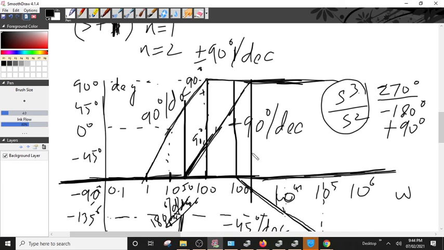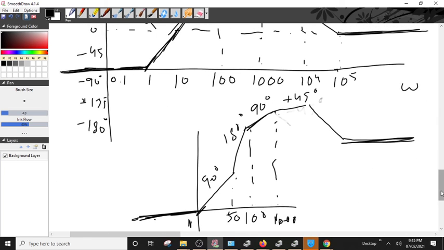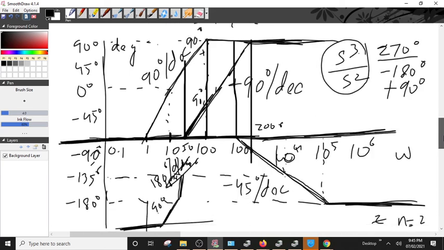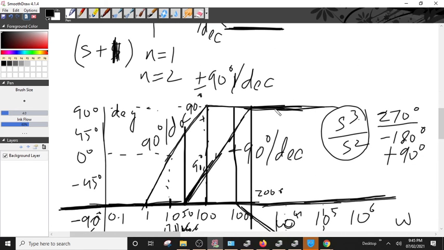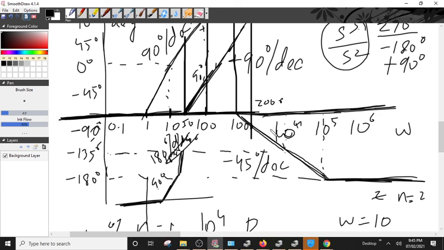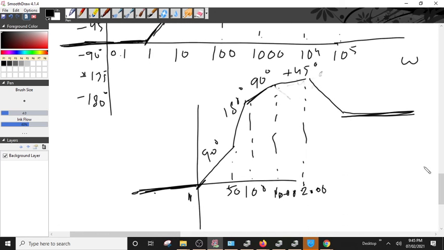And when it reaches this 1000, now up till this point, let's say if it is 2000, up till this 2000 we have two slopes to deal with. One is 90 degree, the other is minus 45 degrees. So the total contribution is plus 45. So up till 2000 it will move plus 45 degree per decade. Okay. At 2000 this contribution also dies down. Now only one slope remains, which is minus 45 degree per decade.